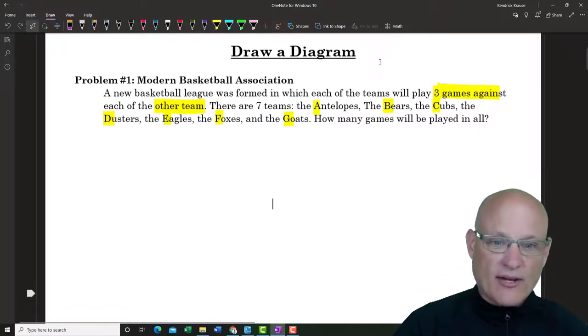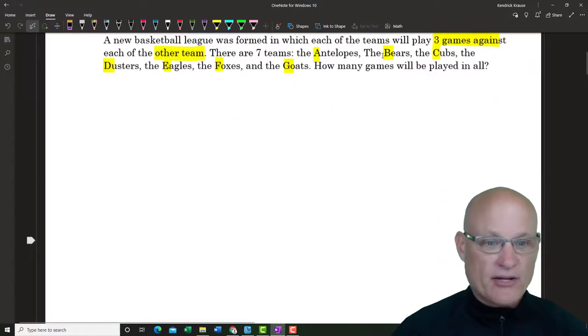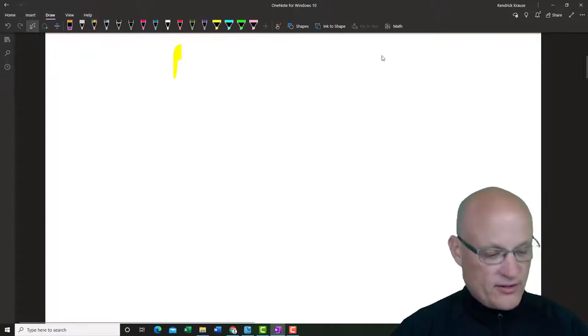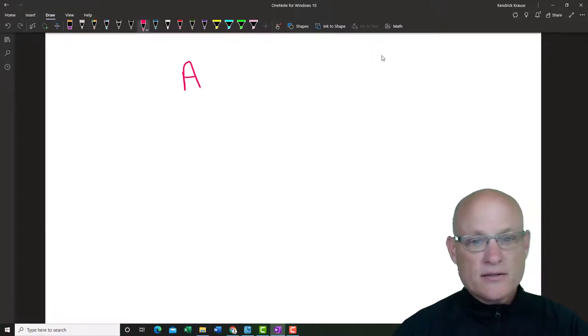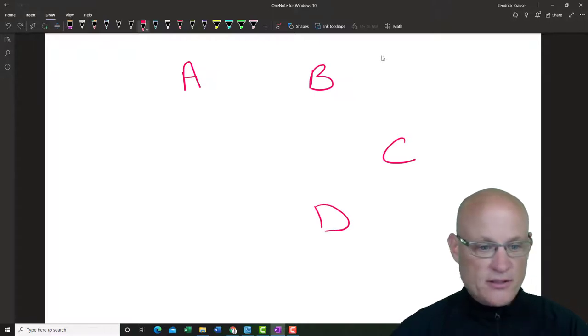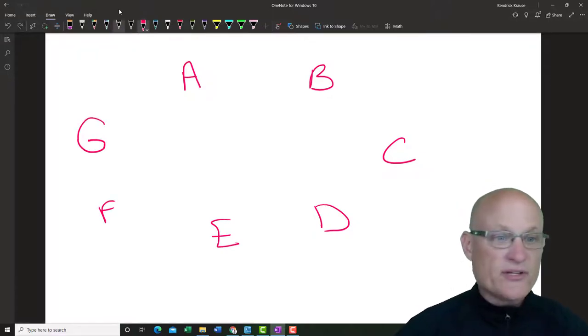So here's the way I handled this problem. Draw a diagram, right? Here's the way I drew this diagram. There's seven teams, so I just put them all in a circle. And I called them A. Oh, crud, that's not the color to use. We'll use fuchsia. A, B, C, D, E, F, and G.